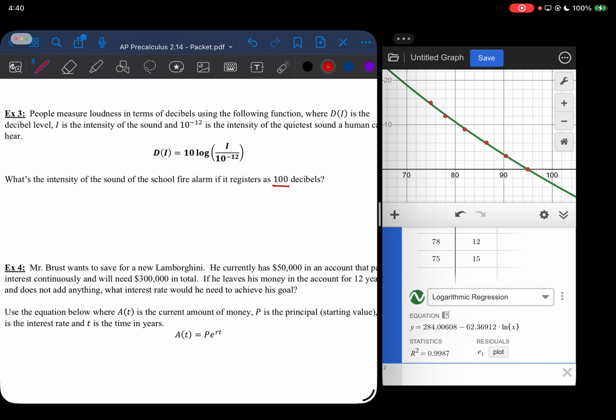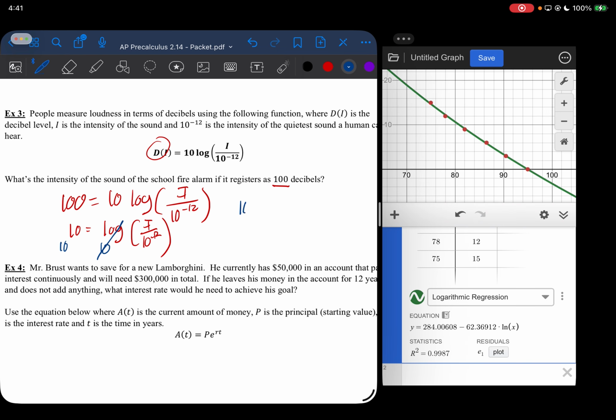So 100 decibels goes right here. So 100 equals 10 log of I over 10 to the negative 12. If I divide both sides by 10, we have 10 equals log of I over 10 to the negative 12. Now this is a common log, so when we rewrite this, we're going to raise both sides to the 10, and this will cancel, leaving 10 to the 10.